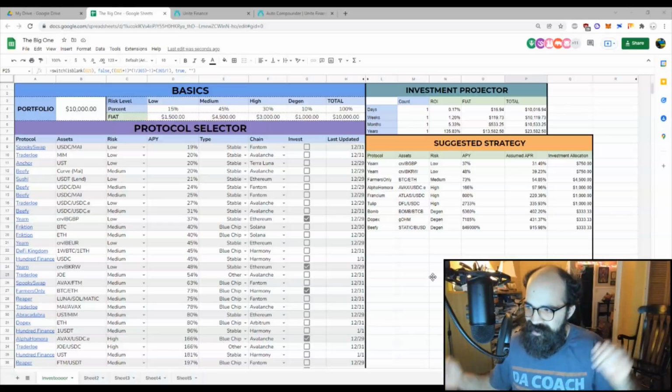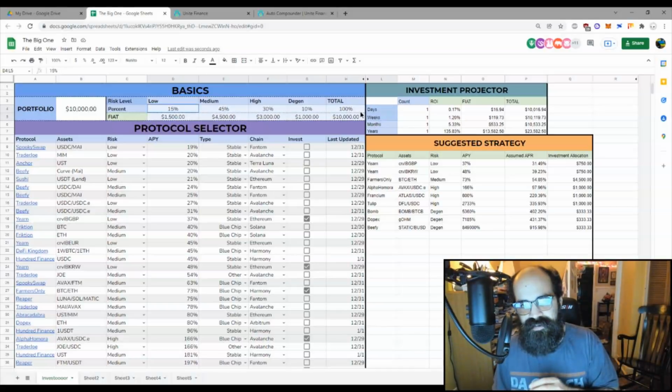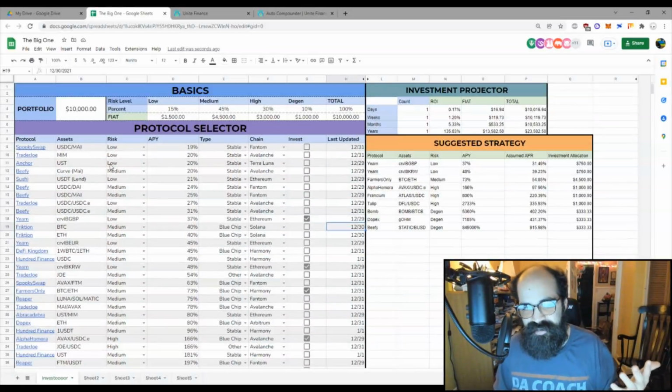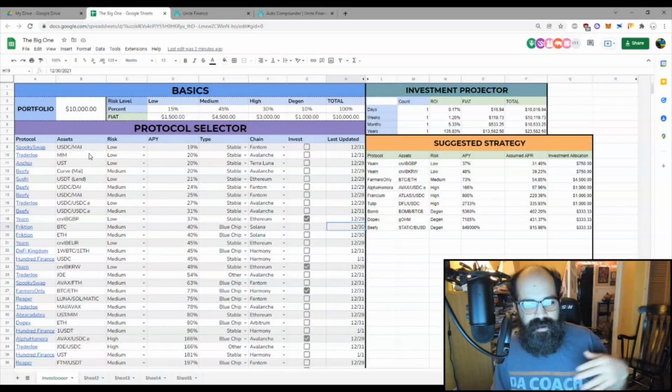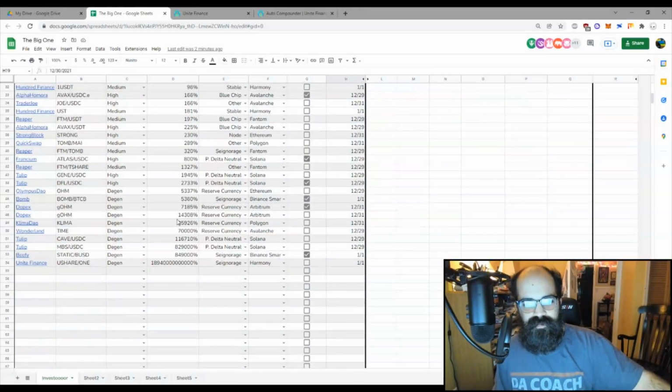Okay, so again, from the top, what does this do? This takes in a portfolio number, takes in risk appetites, and then allows you to select protocols based off that. Also, it's a really nice curated list of some of my favorite protocols that will hopefully be updated semi-regularly, at least have the APY updated semi-regularly, and also maybe I will add some to this as I find them.